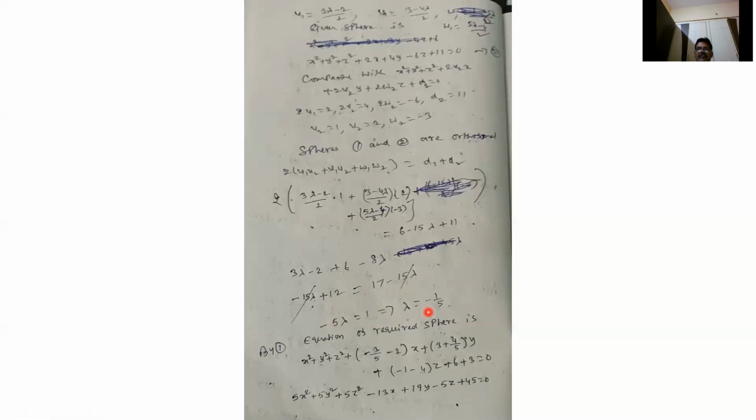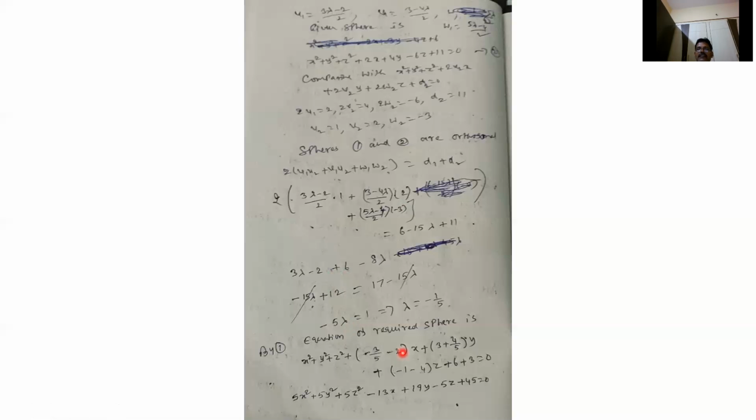So by 1, the required sphere: in place of lambda, substitute minus 1 by 5. Minus 3 by 5, minus 2; here 3 plus 4 by 5; here minus 1 minus 4 of z. So finally, multiplying by 5, we get 5x square plus 5y square plus 5z square, minus 3 minus 10 minus 13, multiplying by 5, 15 plus 4, 19, and minus 25z. Here 25z is missed; we have to write 25z plus 45 equals 0.